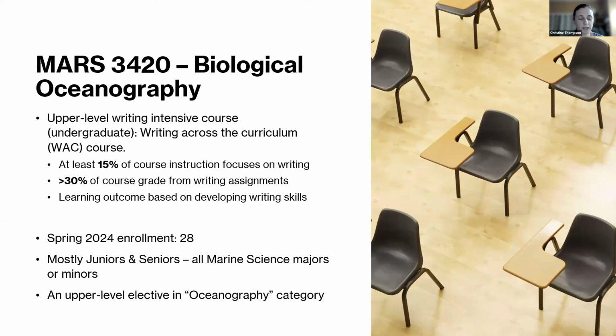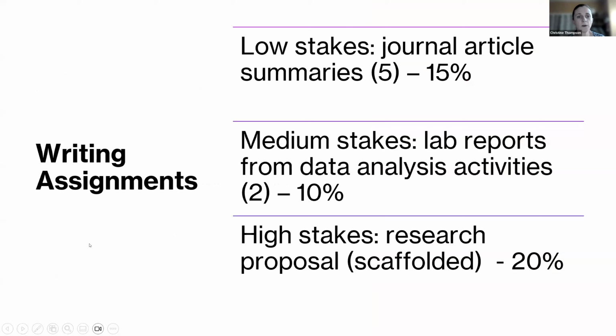So in spring of 2024, my enrollment in this class was 28. They were mostly juniors and seniors, so upper level. It's a major course, so only marine science majors or minors, and it fits as an upper level elective in our oceanography category. So the writing assignments in this class consisted of low stakes, medium, and high stakes.